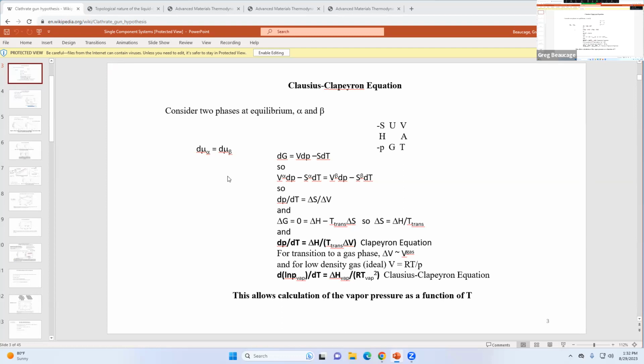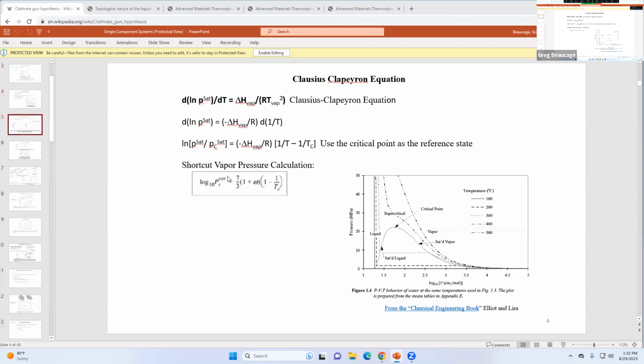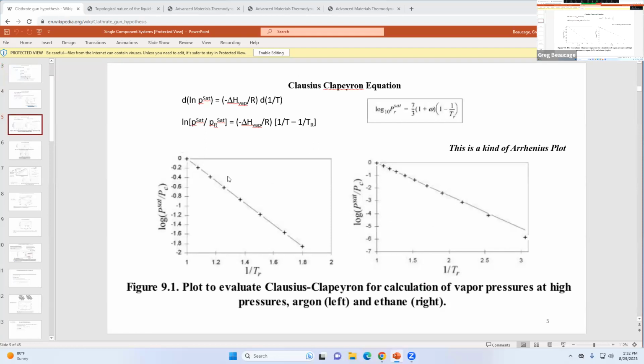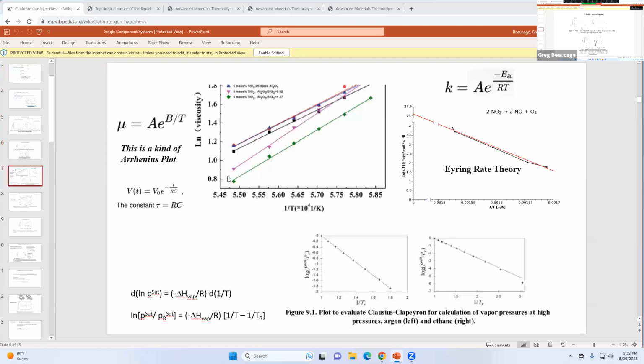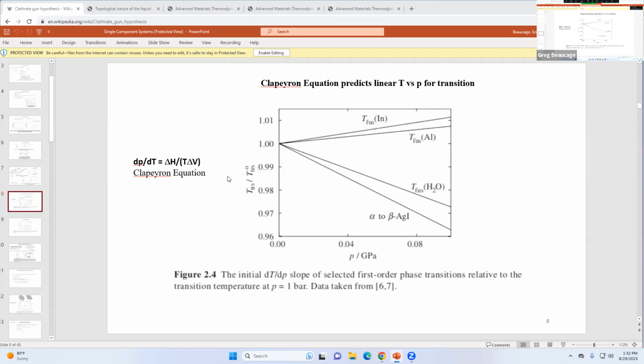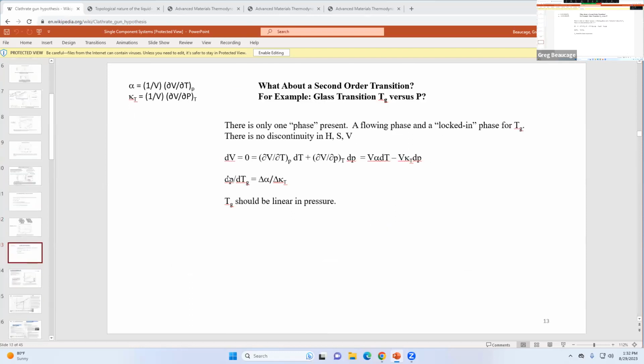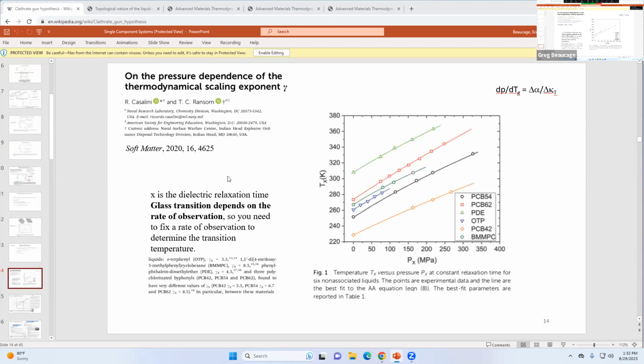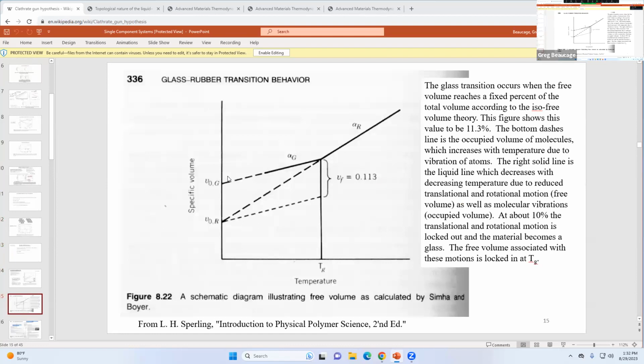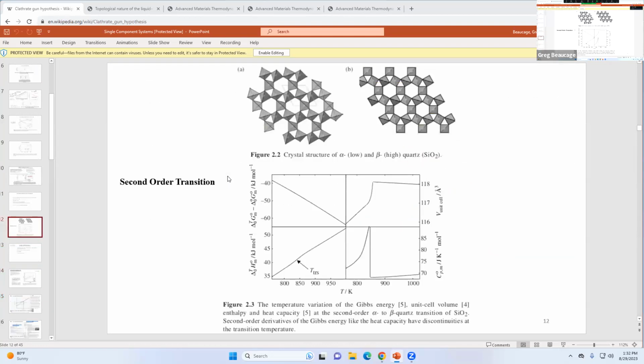So anyway, that's another thing about single phase, this phase diagram thing. What else is going on here? So second order, I mentioned second order already, but anyway.